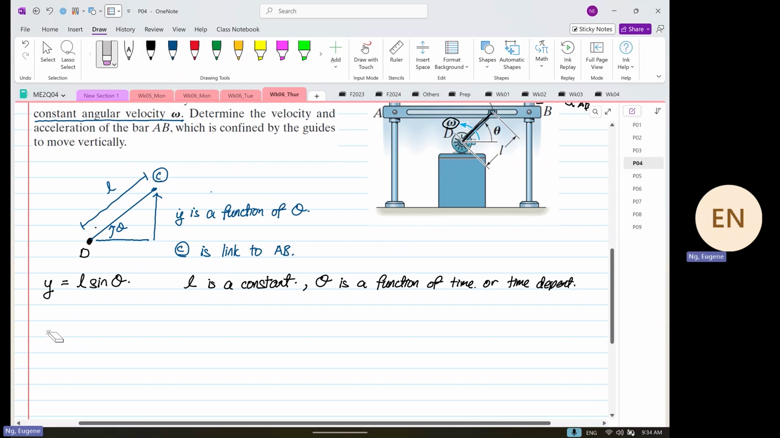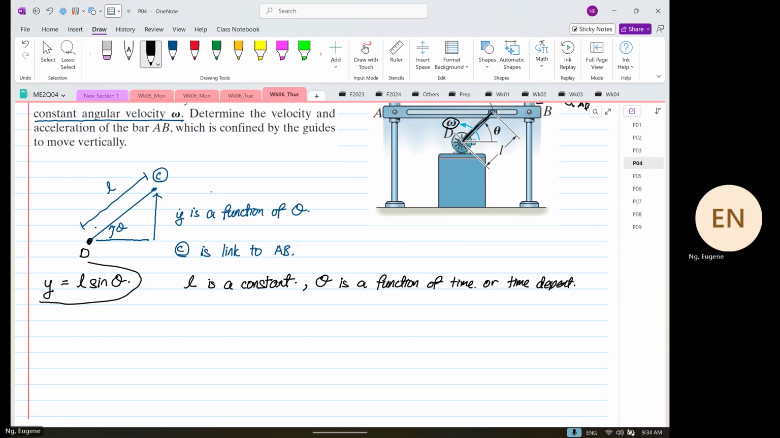So this is the hardest part. If you were to ask me about this method, this is the what? Okay, you must determine the function first. After you have determined the function, all you need to do is do dy by dt.